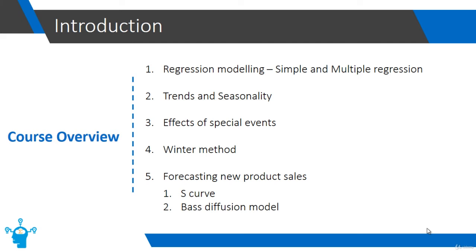It is difficult to forecast when we have little or no historical data. The S-curve can be used when we have little data, and the famous Bass diffusion model can be used to predict product sales even before the product is launched in the market. All these forecasting models are actually used by marketing analysts and consulting firms to forecast future product sales and revenue.